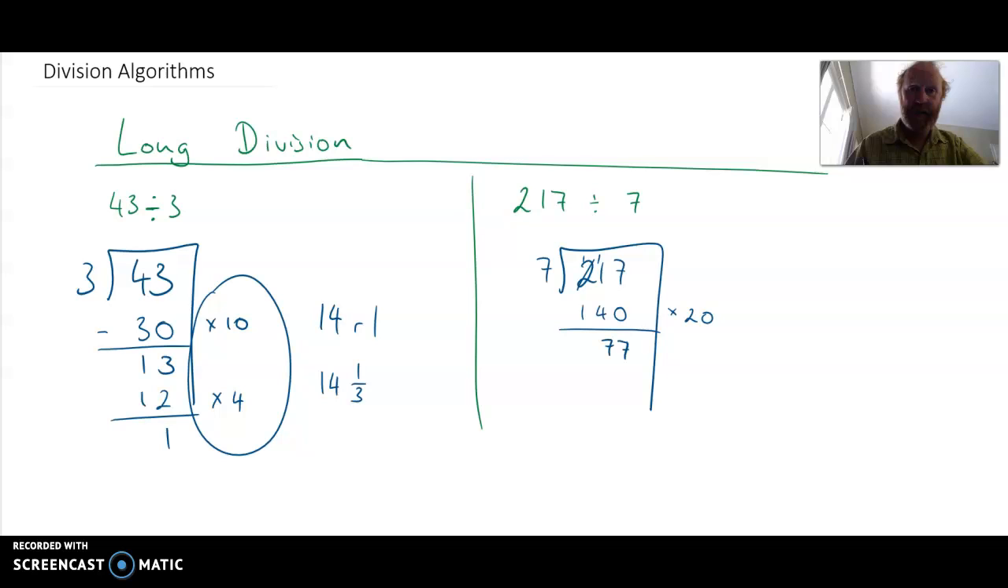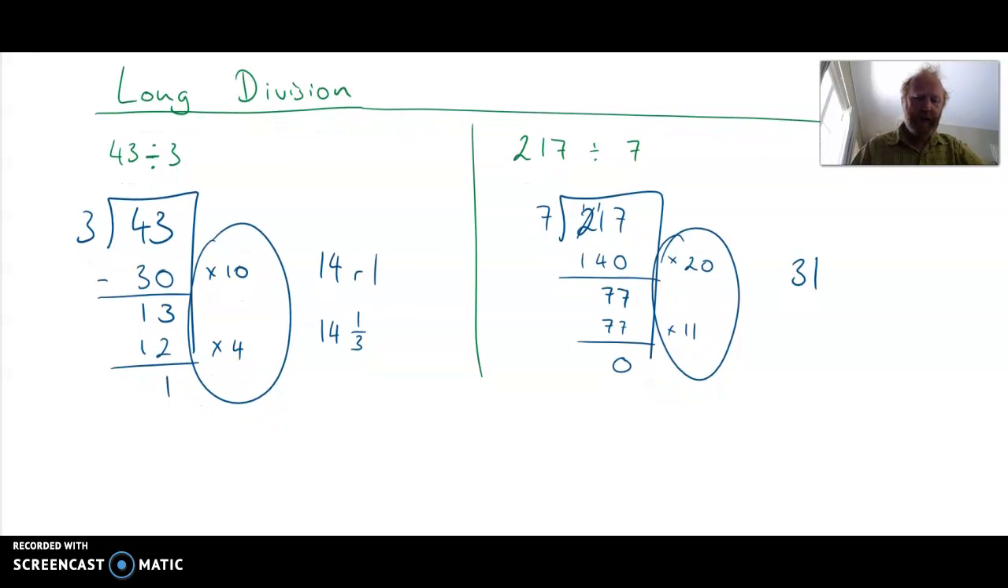What do we got now? 77. Well, that looks like something we know. I can multiply by 11 and get 77. This time when I subtract, I get 0. So these two things added together are my total answer, 31. Did you see my mistake along the way? Got to pay attention. Okay, so how can we make this process a little bit faster?